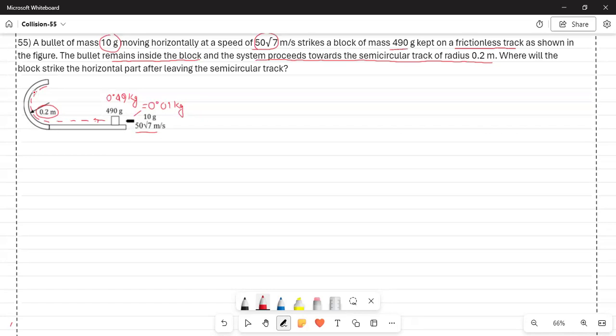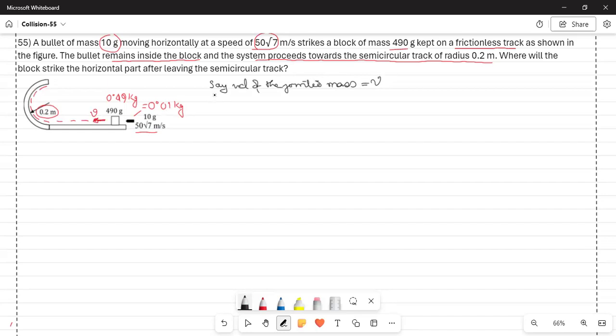So let's start from the start. Let us consider the velocity of the jointed mass, it means this block and the bullet. Let us consider this velocity v.